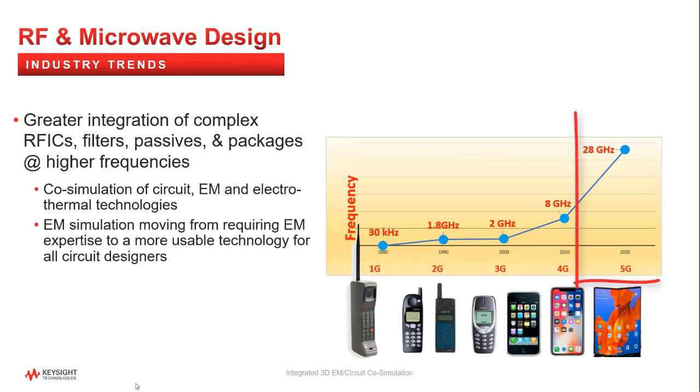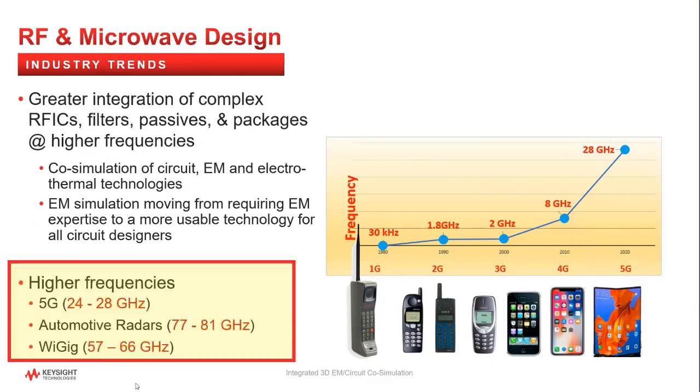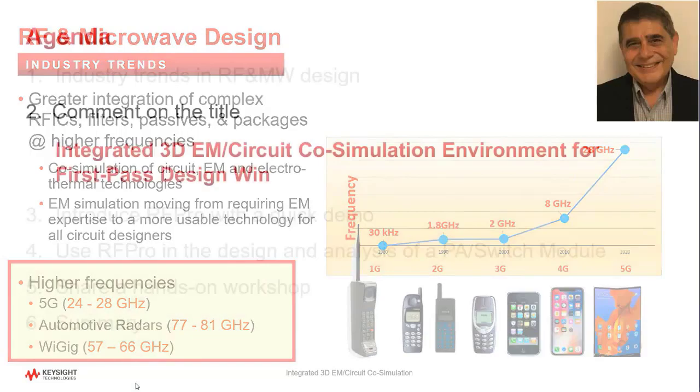So we are now at 5G with an operation frequency in the 28 GHz millimeter wave band. Other high volume and high revenue applications are in the automotive radars and wireless networking at around 80 GHz and 60 GHz respectively. So you can see the work for RF and microwave circuit designers are not getting any easier.